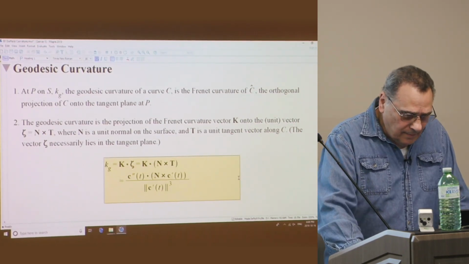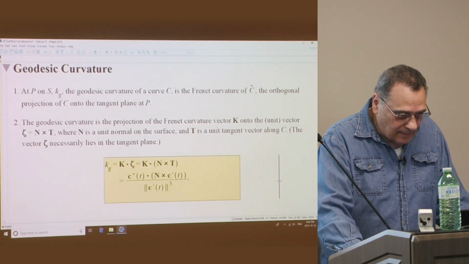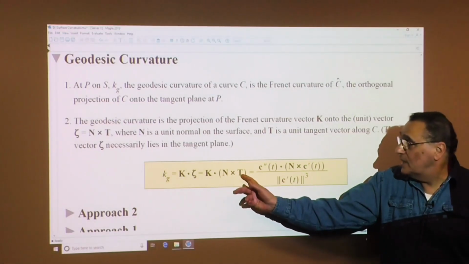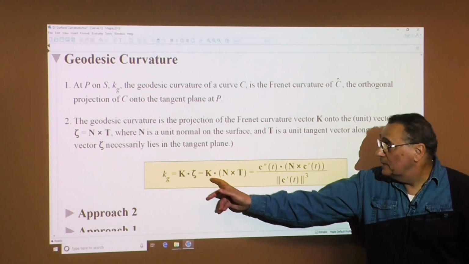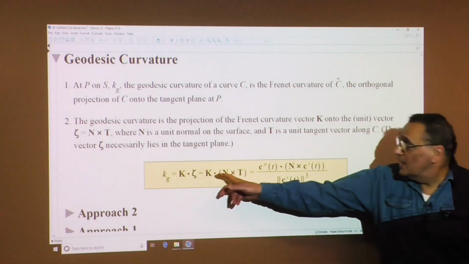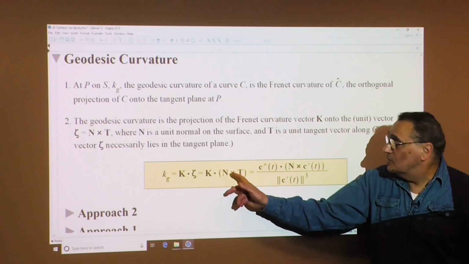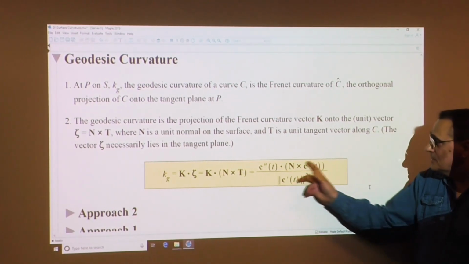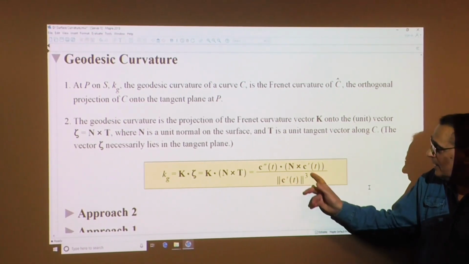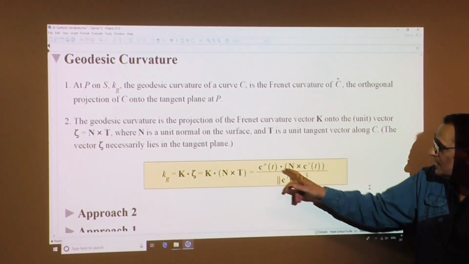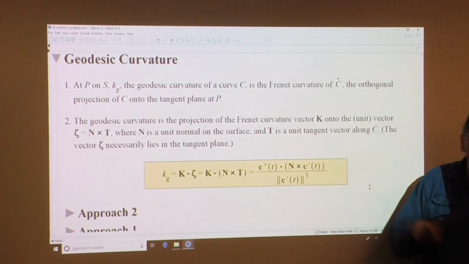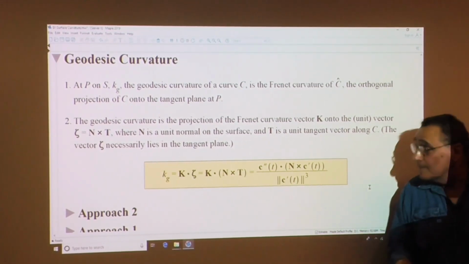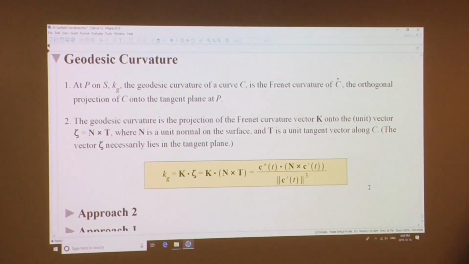And that number 2 guy, you can express as a formula, because here's the n cross t, there's the curvature vector. It's a triple scalar product, k dot n cross t. And the reason why you have this scale factor down here is because these derivatives are with respect to the parameter that you have, and it's not with respect to arc length. So that's easy enough to calculate.